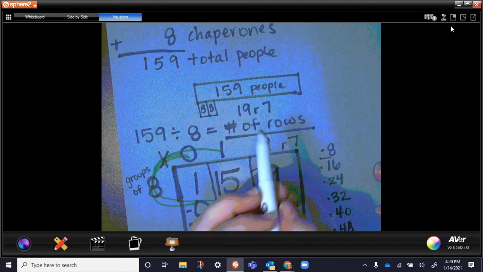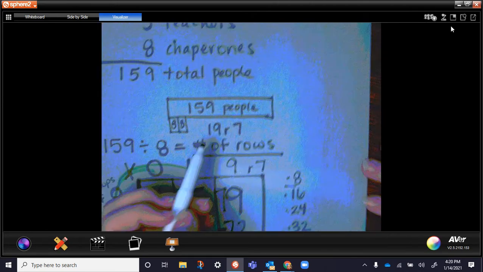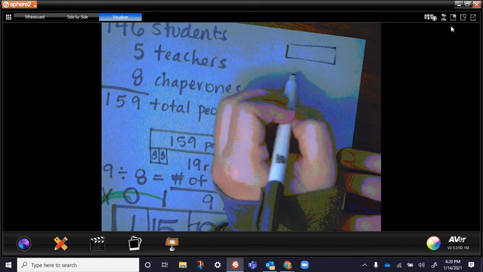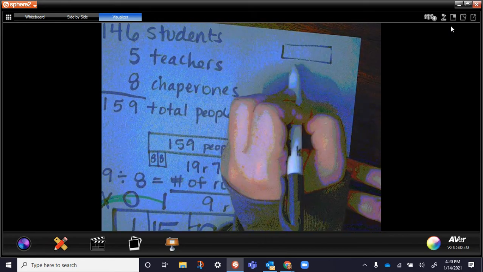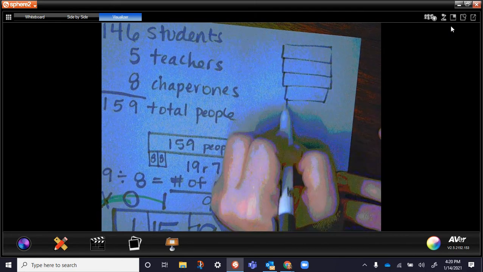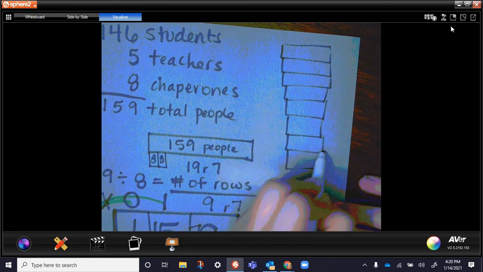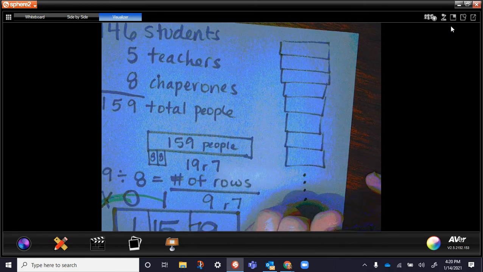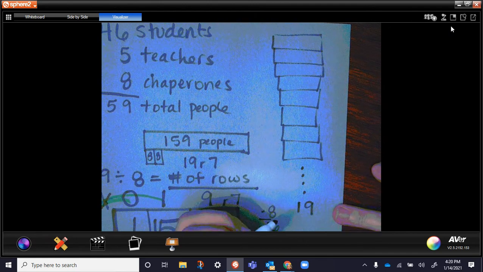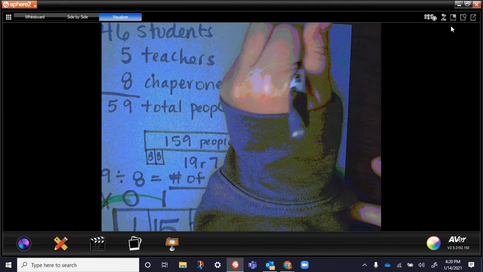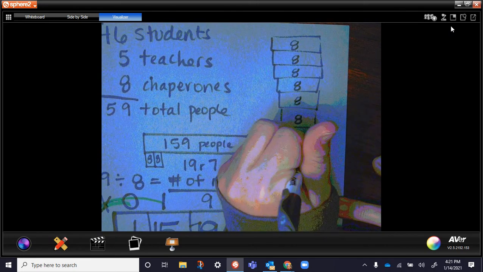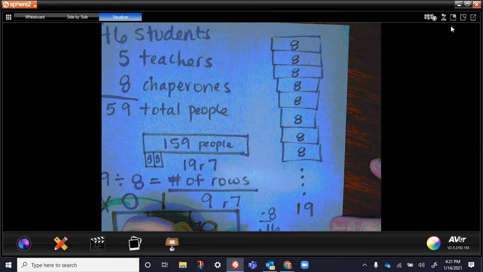So what this means is I can make 19 rows. I don't want you to draw this because it's too much, but this is what you should be thinking in your head. 1, 2, 3, 4, 5, 6, 7, 8, all the way. You're going to make that 19 times, 19 of those boxes. And in every single one of those rows, 8 people are sitting. So all of these rows were able to fit all 8 people. You're going to do that 19 times.